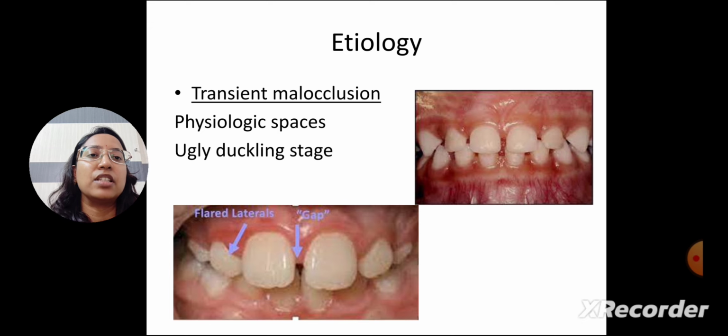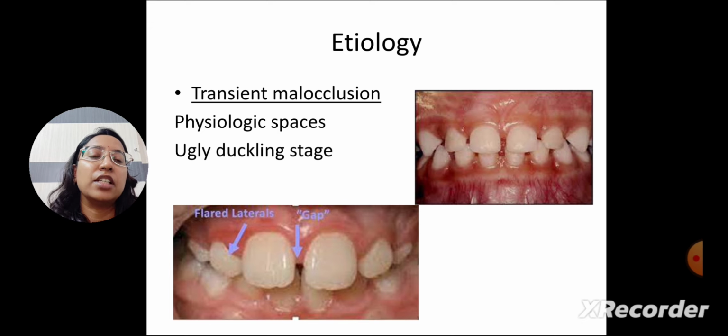The initial spacing that we see is in the primary dentition. That is something called physiologic spaces. These physiologic spaces are present so that they help in accommodating larger permanent teeth when they erupt. So this is a natural phenomenon which we will not correct.